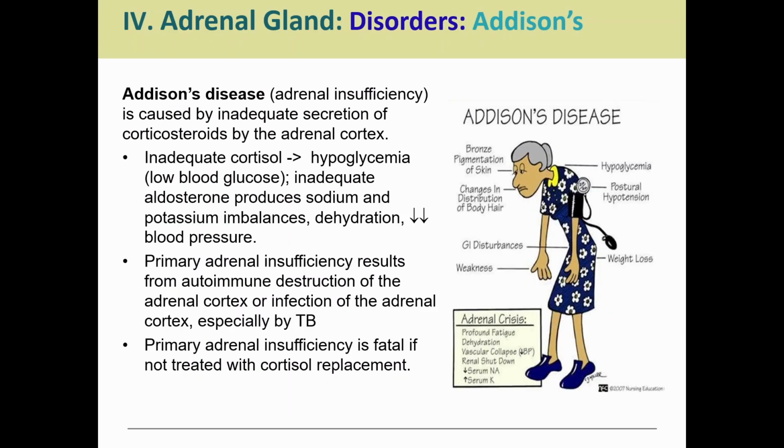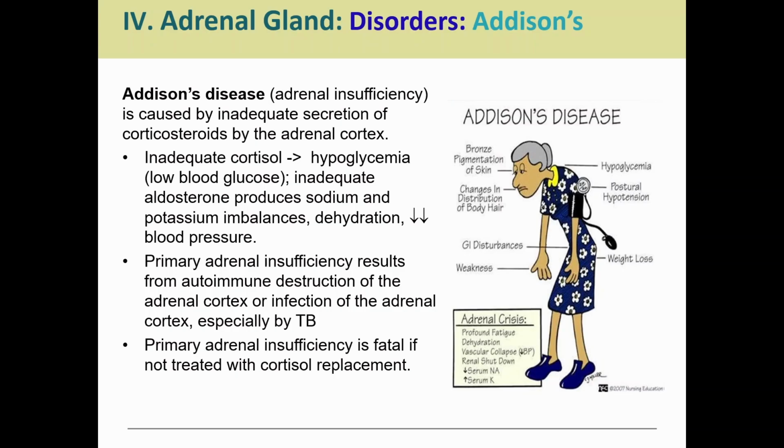Addison's is where we don't produce enough, so there's an underproduction. If we have too little cortisol, we end up with hypoglycemia, so our blood glucose is low. We don't produce enough aldosterone, so we end up with salt imbalances or electrolyte imbalances. Dehydration can occur because we are not retaining that water, and blood pressure can be very, very low.